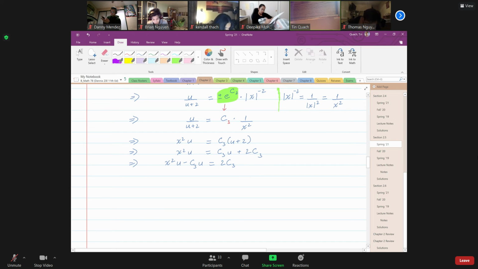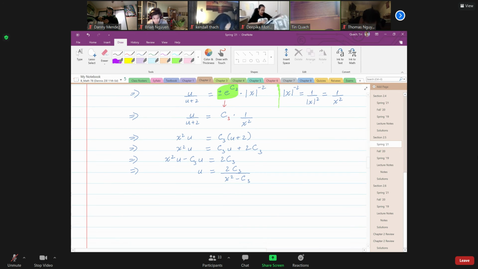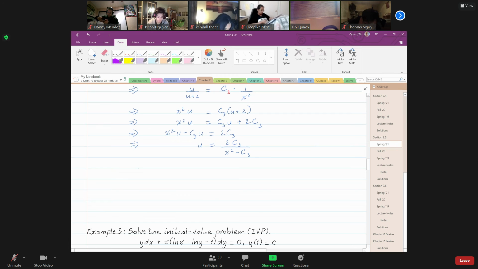So u is equal to 2 c sub 3 over x squared minus c sub 3. Right? So basically, it's just like 2c, right? So you don't have any more constant involved. So this is u. So x squared minus, okay.